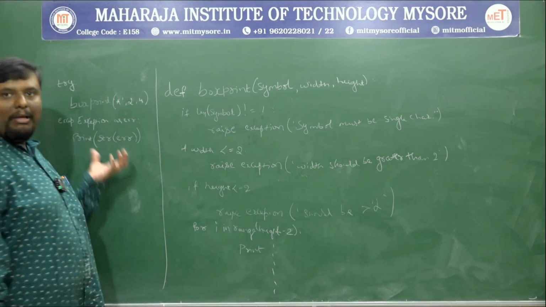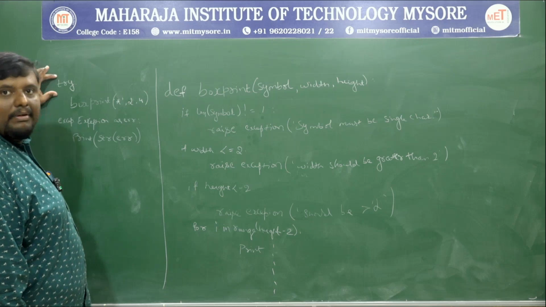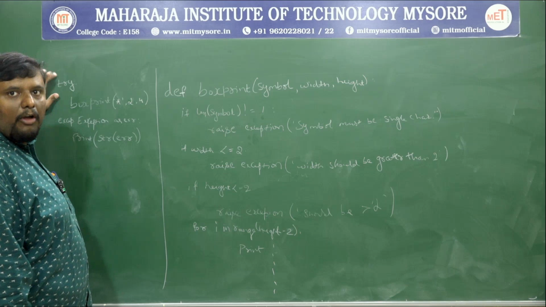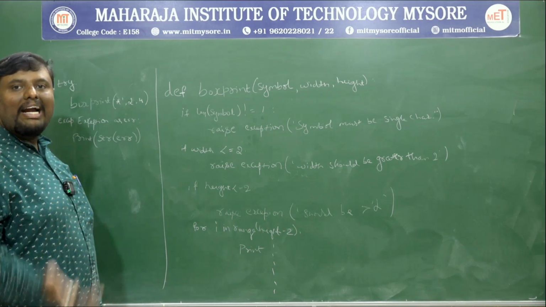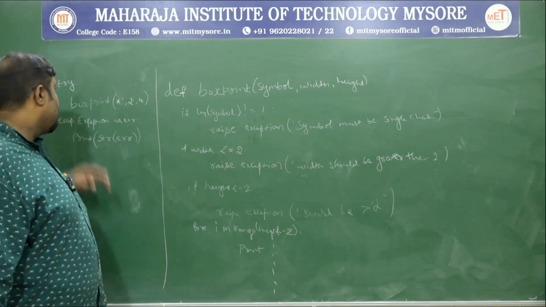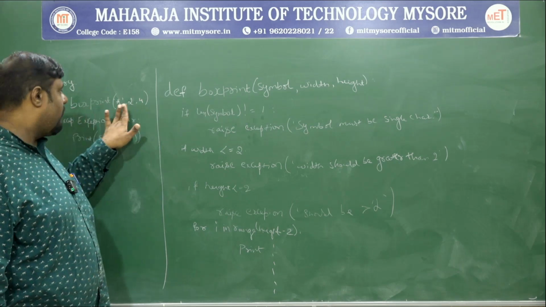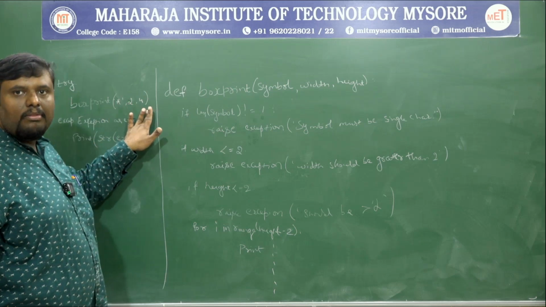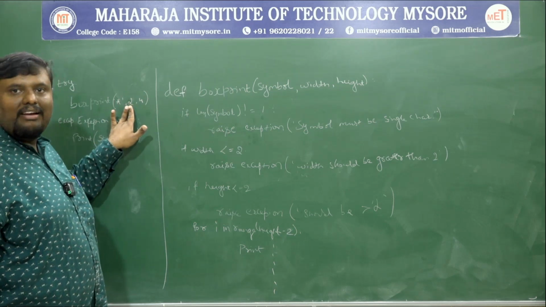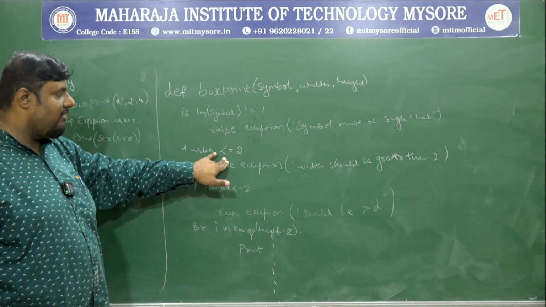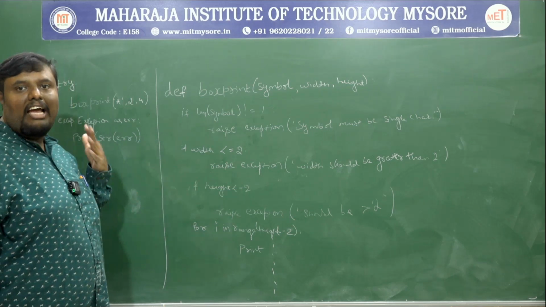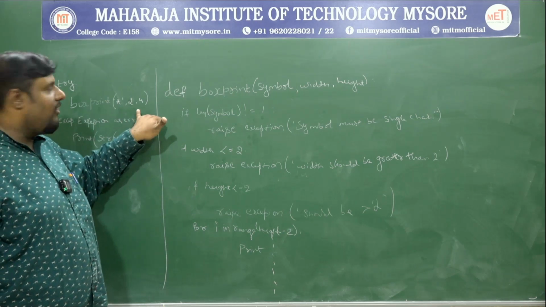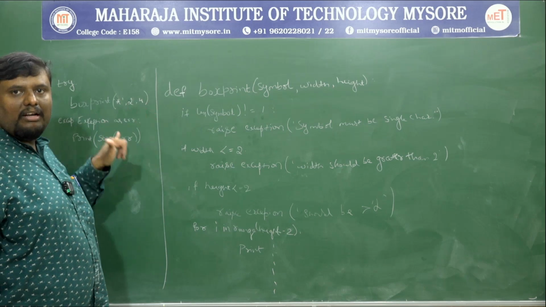Now, in my main part, I'm calling this function within the try block because I want to handle an exception if there are any. So within the try block, I'm printing my symbol is star and 2, 4. Now 2 is the error. I'm saying if width is less than or equal to 2, raise an exception. To test that, I'm giving an error here. So I'm giving 2 as an input and 4 for height.